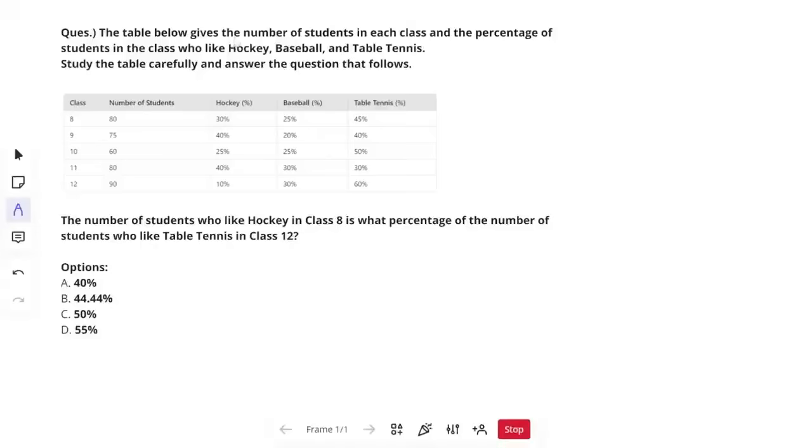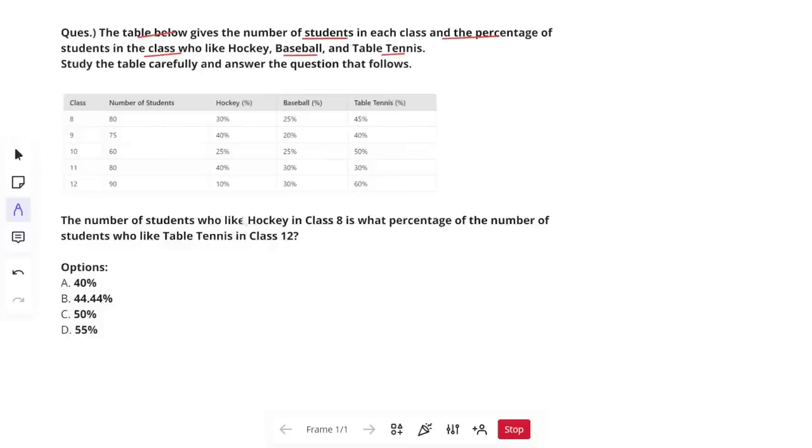Let's look at this question that we have. The table below gives the number of students in each class and the percentage of students in the class who like hockey, baseball and table tennis. Study the table carefully and answer the questions that follow. Basically, we are given the data of students in a class and their percentage, like who likes hockey, baseball and table tennis. We have this data in this table.